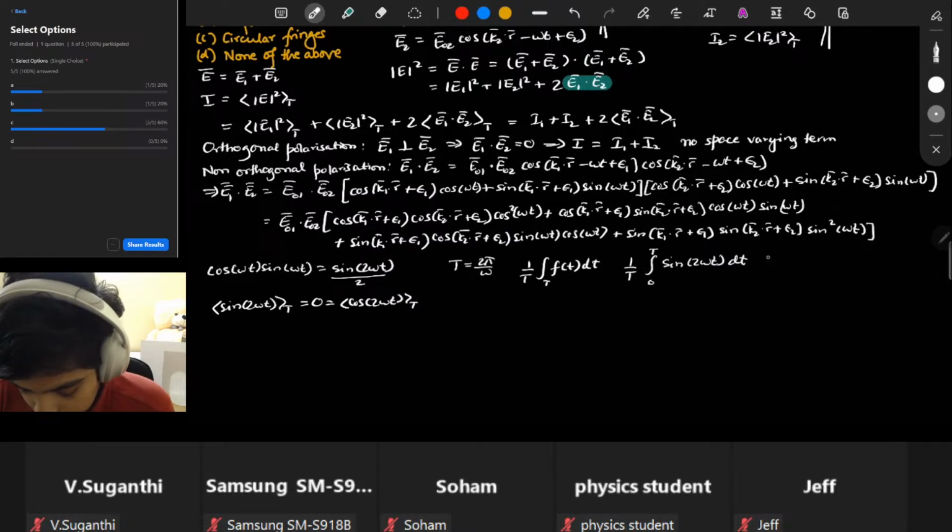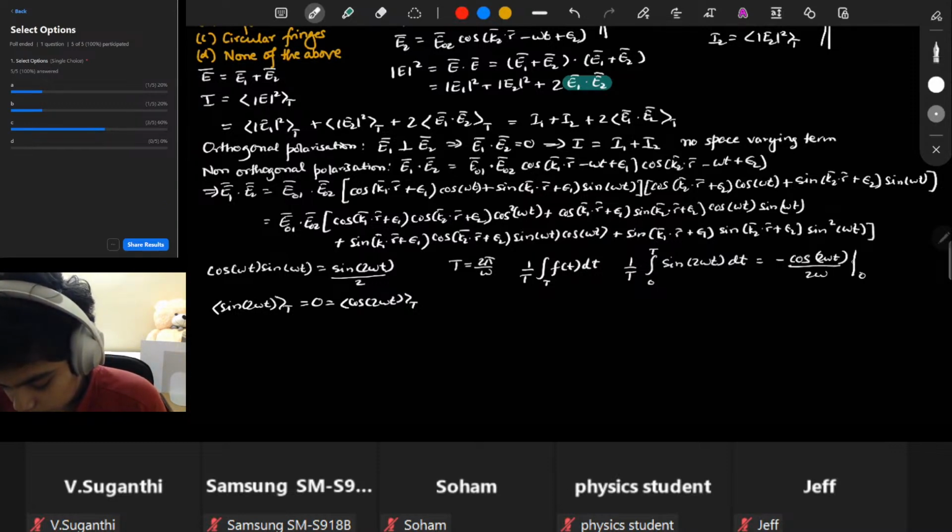And this we can find out. The integral of sine is minus cosine. So we get minus cos 2 omega t divided by 2 omega going from 0 to T. And then we have 1 over T over there.